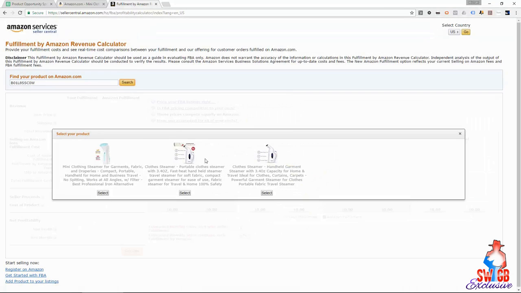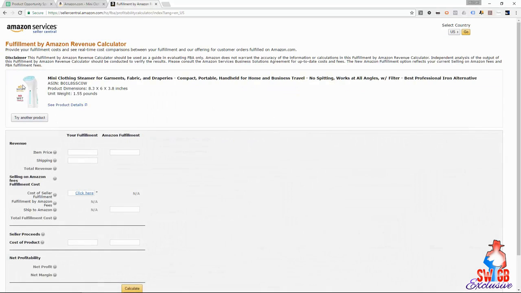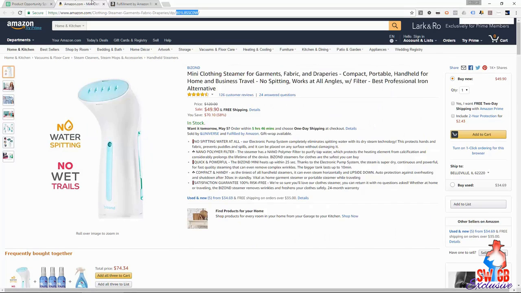Now, if it finds multiple products, that's okay. You just pick the one that you know is the one you're looking for, and that's this one right here. There's the image. Let's go look. Yep, that's definitely the right image.